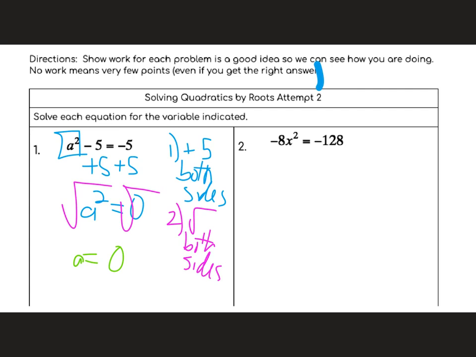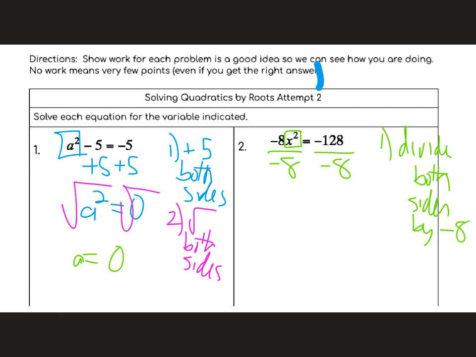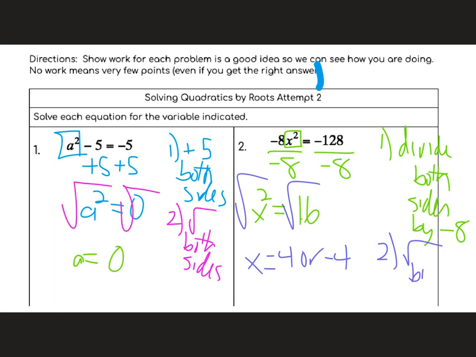For the second one, I want to get the x squared by itself, so let's divide by negative 8 first. And so 1, divide both sides by negative 8. So that's going to leave me with x squared, and then 128 divided by 8, that's 16. And then I'm going to take the square root of both sides. So that's going to be x is 4 or negative 4. So square root both sides.